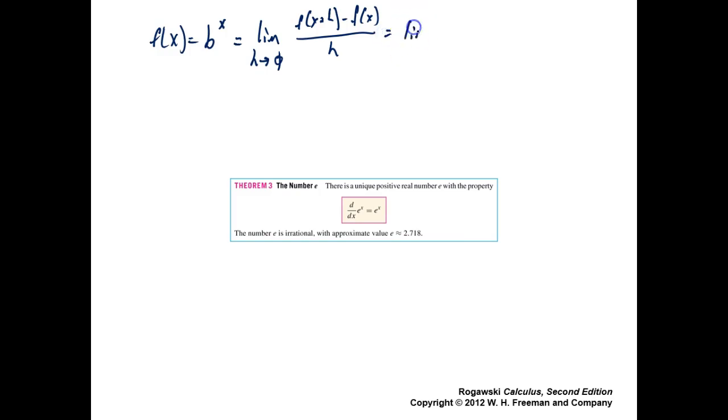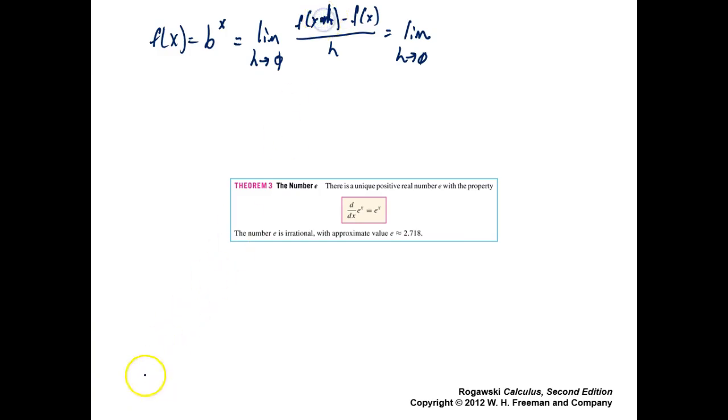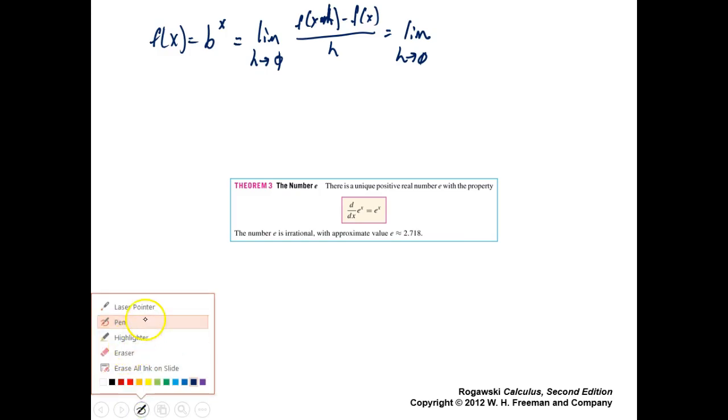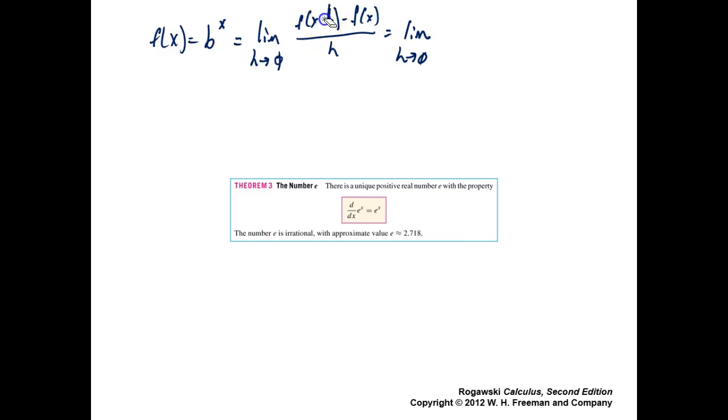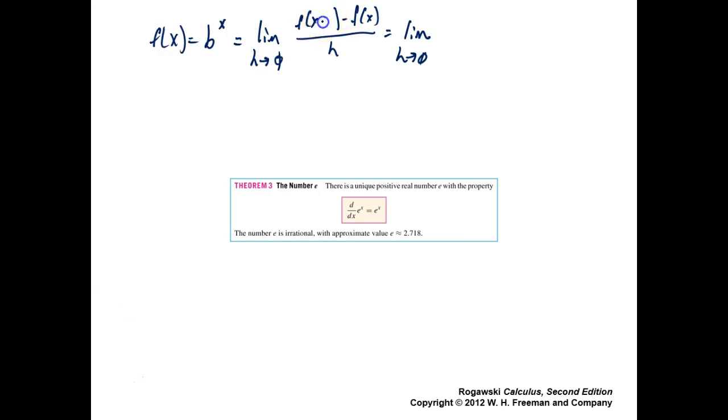That's the limit as h approaches 0 of, now what is f of x plus h? My writing sort of stinks here, so I'm going to try to clean that up a little bit. My eraser's not working either. There it comes. Okay. All right. f of x plus h. No, x, that was a plus. x plus h. Yeah, sorry.